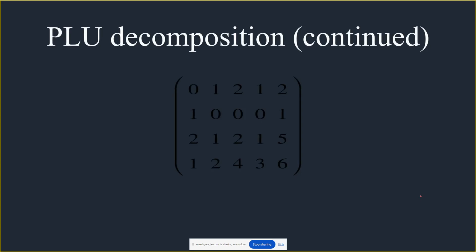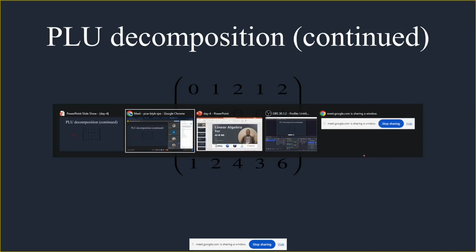Now let's look into our problem or today's example. Here we have a 5 column and 4 row matrix. Now let's assume it as A matrix, as we always do. Now let's go to our OneNote again.